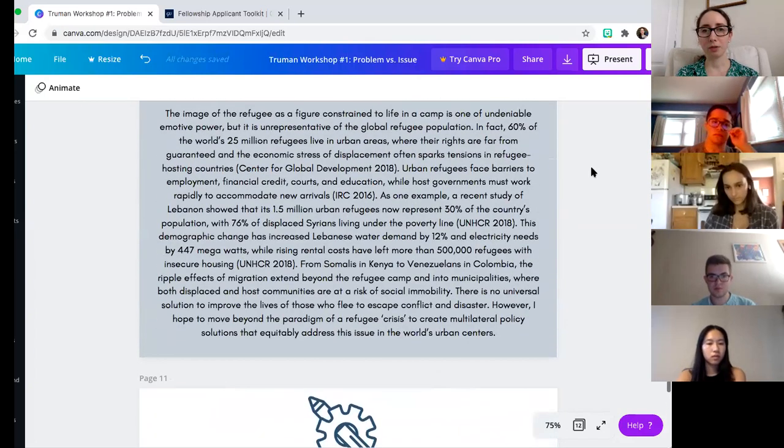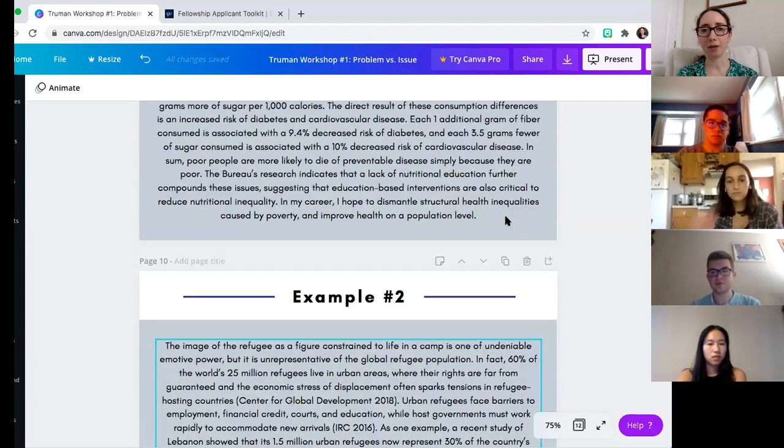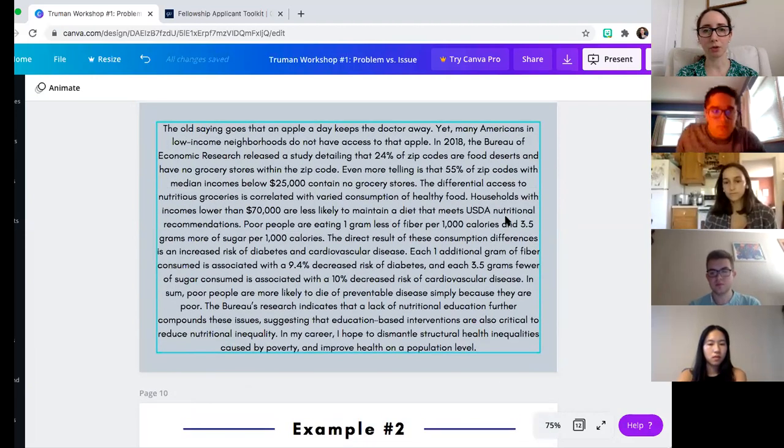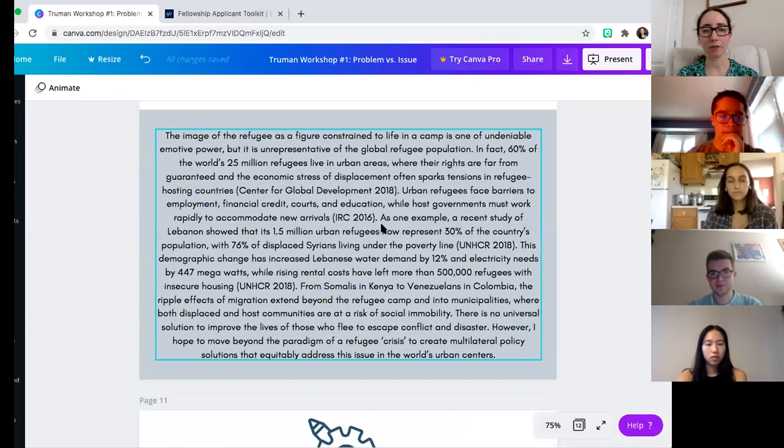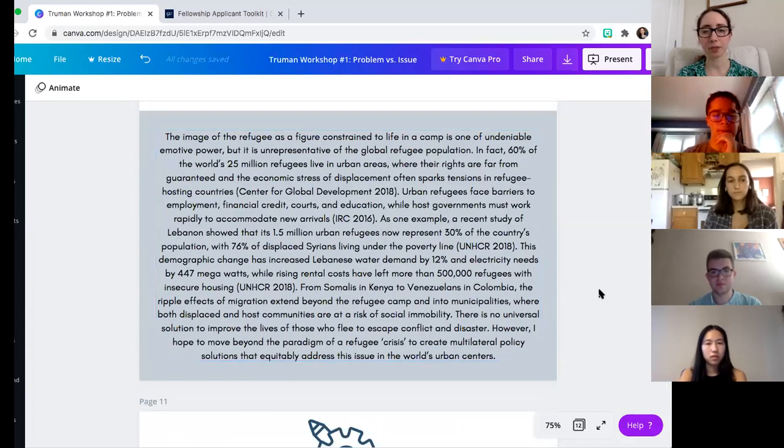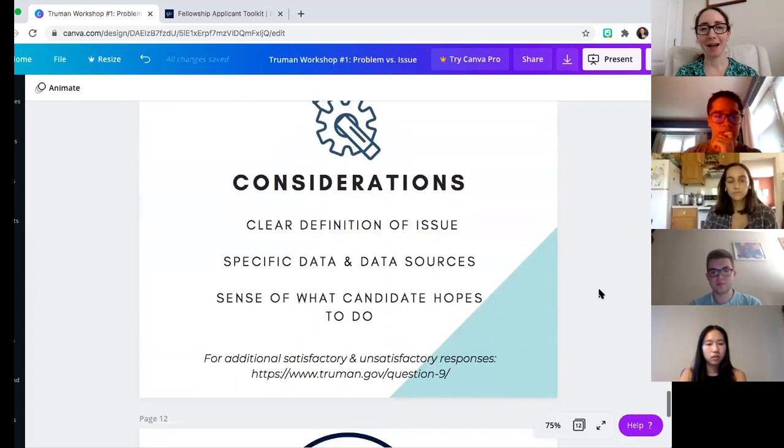As you can see, both used specific data. They had the sources from where they were drawing this information, the Bureau of Economic Research here, and then all of these sources here. So going to the data, going to the evidence, is important. And then also a sense of what the candidate hopes to do.